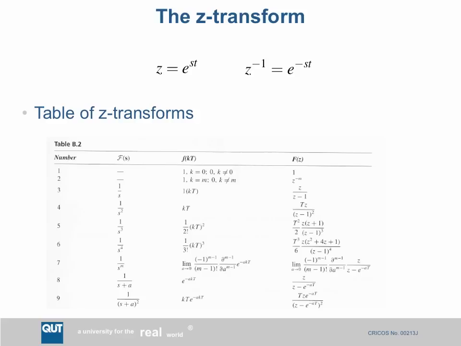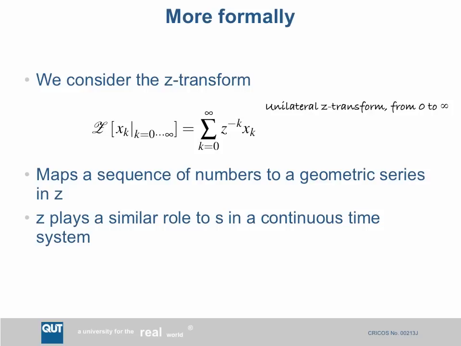More formally, the Z transform can be written like this, and all it really does is take a sequence of numbers, 1, 2, 3, 4, 5, and return a geometric series where each element in the number sequence is multiplied by z to the minus k. We know that z is a delay operator. z to the minus k is a delay of k time steps. So it maps a sequence of numbers to a geometric series in z. And this variable z plays a similar role to what s does in a continuous time system. You'll become much more familiar with these concepts of z and z to the minus 1 as we go through the rest of this unit.